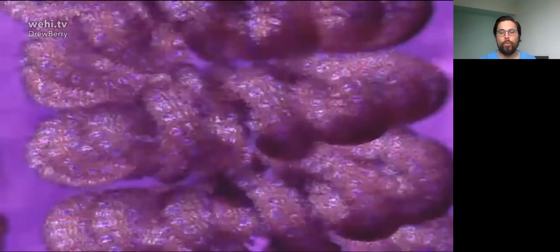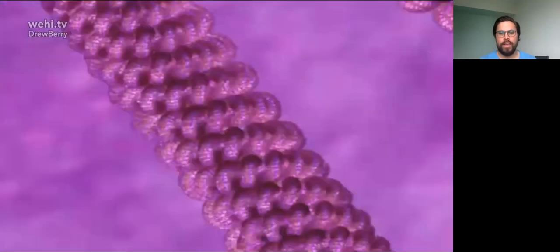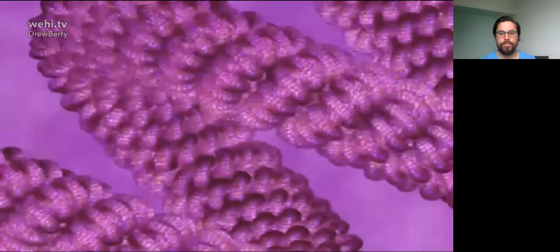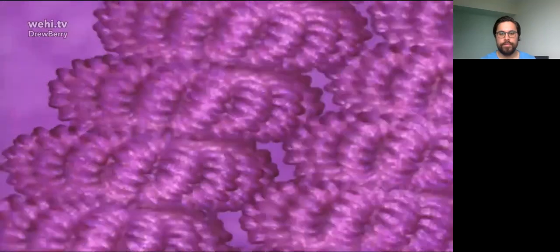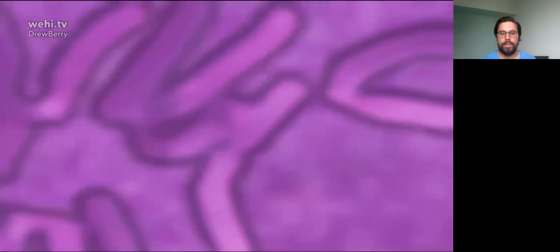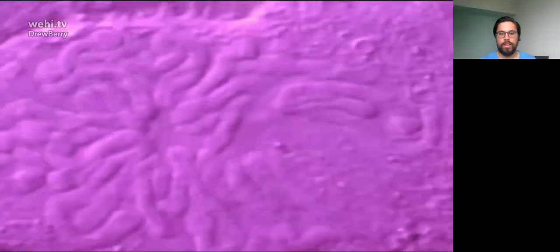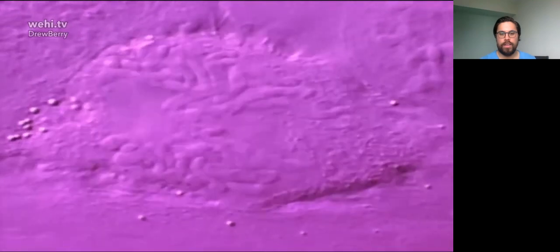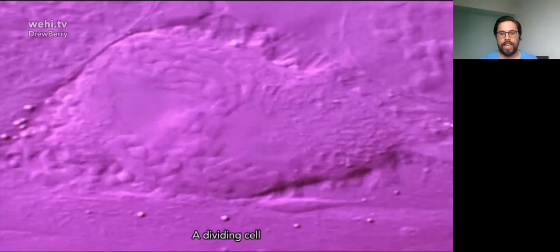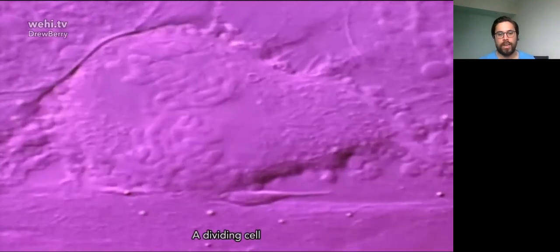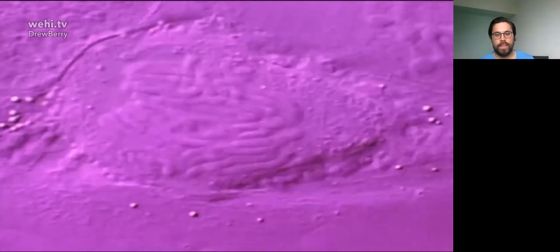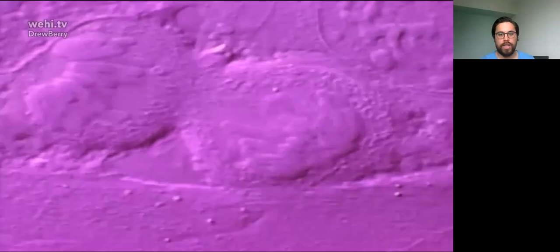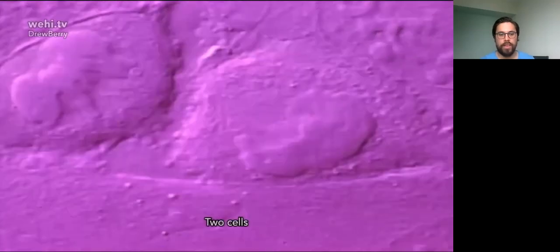All of that is DNA. One single chromosome. Bam. And now that cell's dividing and getting set. We'll look at this video again tomorrow when we talk about mitosis. And there it goes, splitting apart. One cell, two cells. Cytokinesis, kablam.